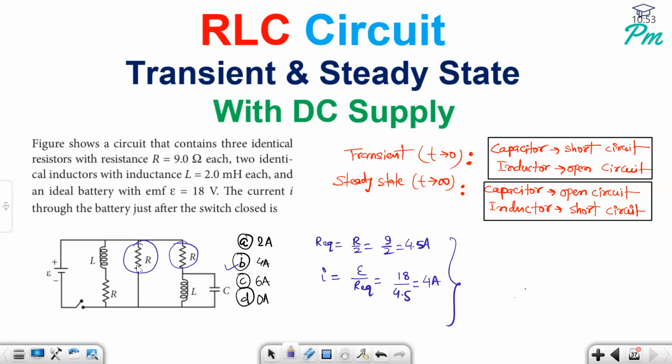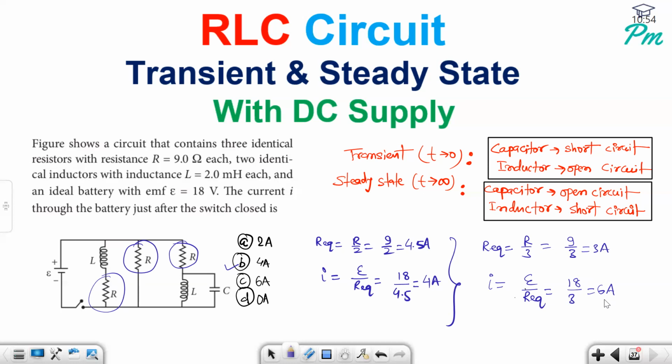So now this resistance and this resistance, these three resistance, all three are in parallel. So in this case, resistance equivalent of this circuit will be R by 3 because each resistance are identical. So it will be 9 by 3, that is 3 ohm. Now current drawn from battery, that is I equal to E by R equivalent. So it will be 18 by R equivalent is 3. So it becomes 6 ampere. So this is the current drawn from the battery at steady state condition, means a long time when switch is closed.